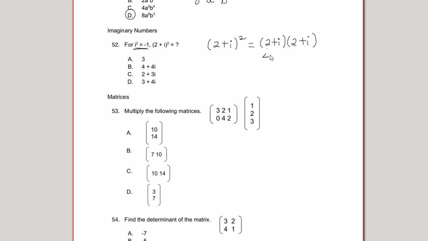2 times 2 is 4. 2 times i gives us 2i. Plus i times 2 gives us 2i. Plus i times i is i squared. Simplify here, and we're going to have 4, 2i plus 2i, plus i squared. And it told us i squared is equal to negative 1, so we're going to rewrite this as 4 plus 4i plus a negative 1, because i squared is negative 1. So we can now simplify. We have 4 minus 1, which is 3, and that's just 3 plus 4i. We can't simplify that anymore, and that is answer choice D.